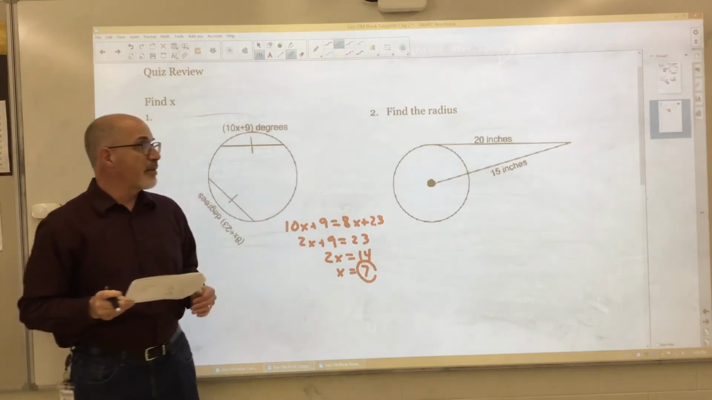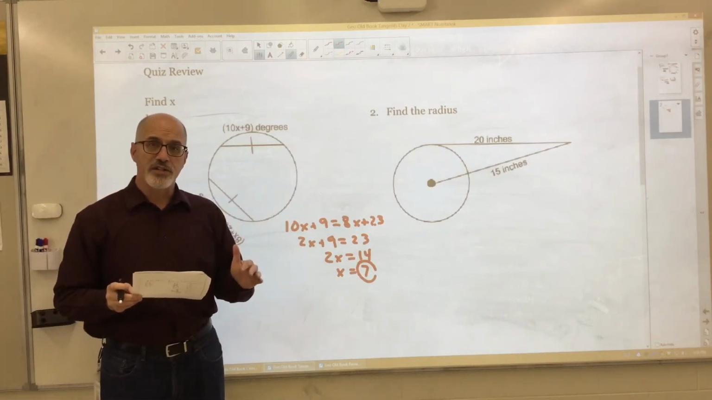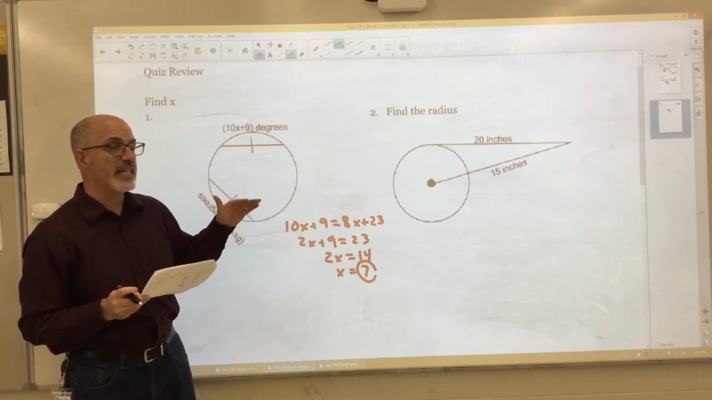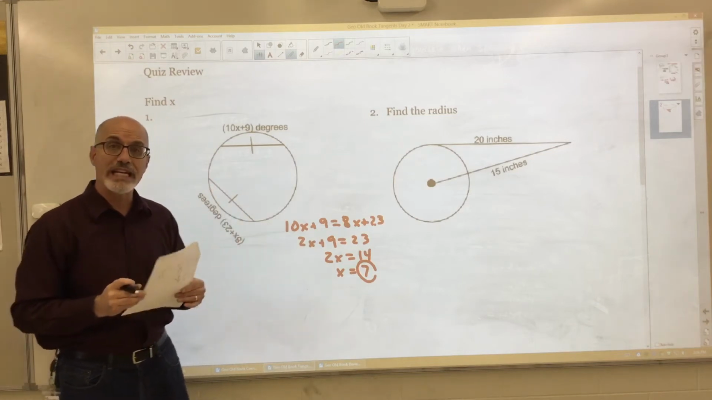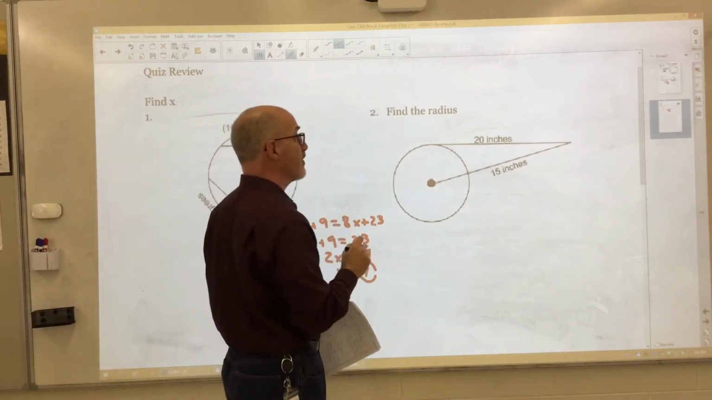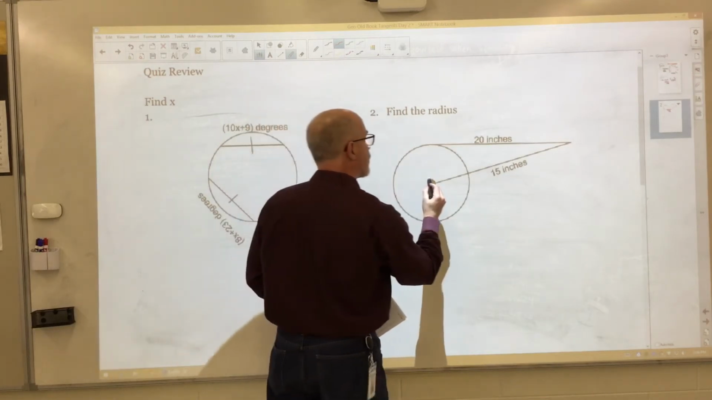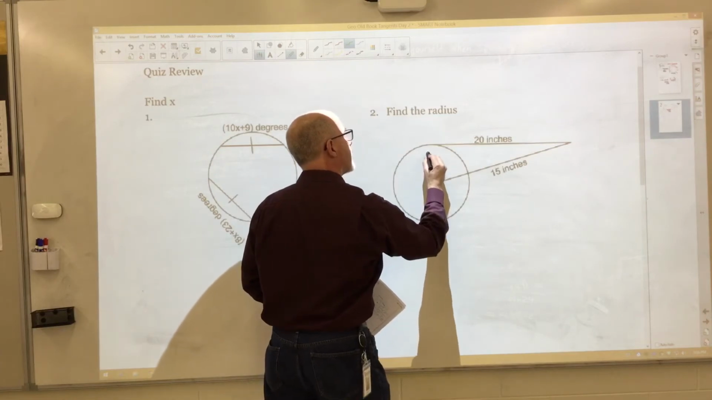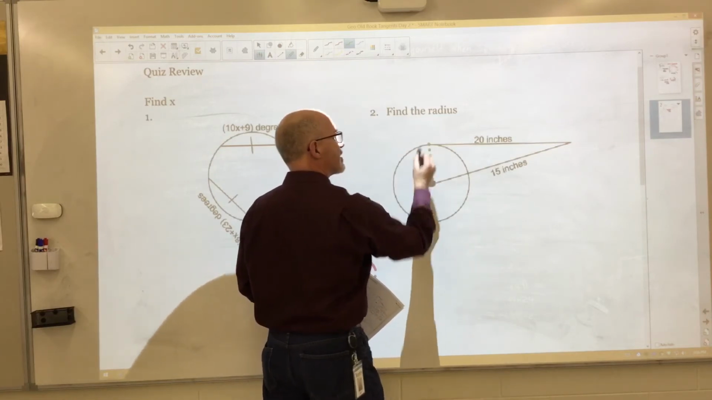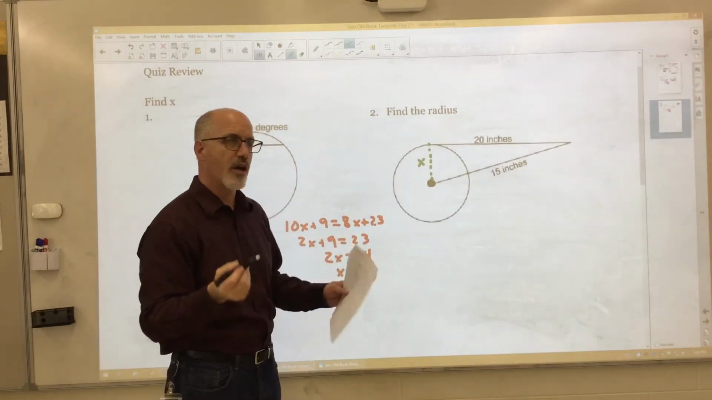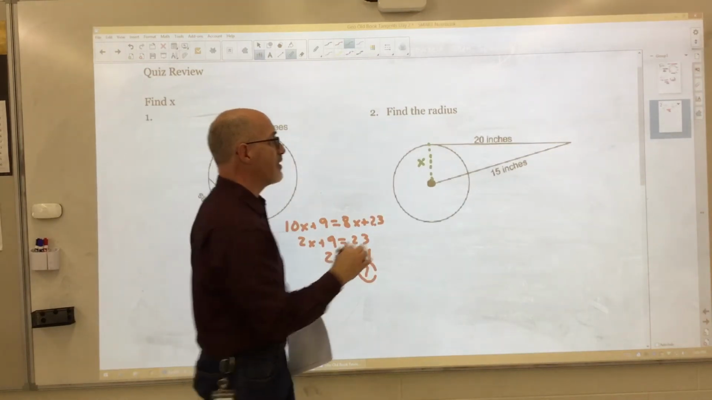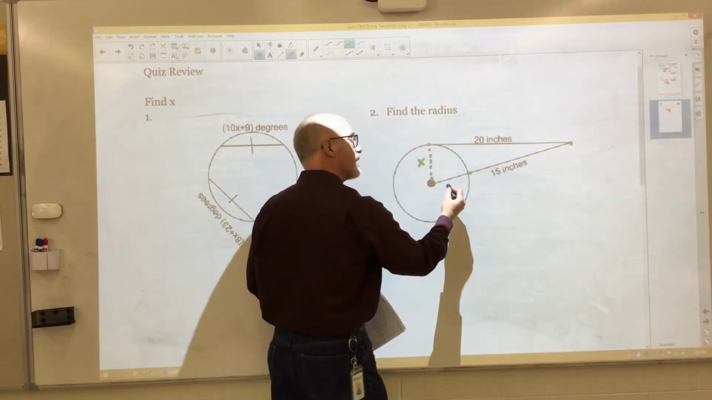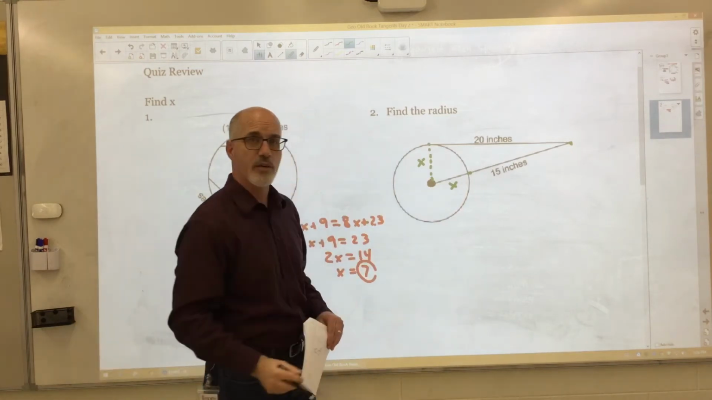Now this next problem involves some information about tangents. It is important to realize that when we have a tangent, it is perpendicular to the radius if we draw the radius to the point of tangency. So we want to find what the radius is here. Let's draw a radius and call that value x. That's what we're trying to find. We could call it r, we could call it y, whatever we choose. Now this length from this point to this point is 15. We know that this is also a radius, so that's going to be equal to x.